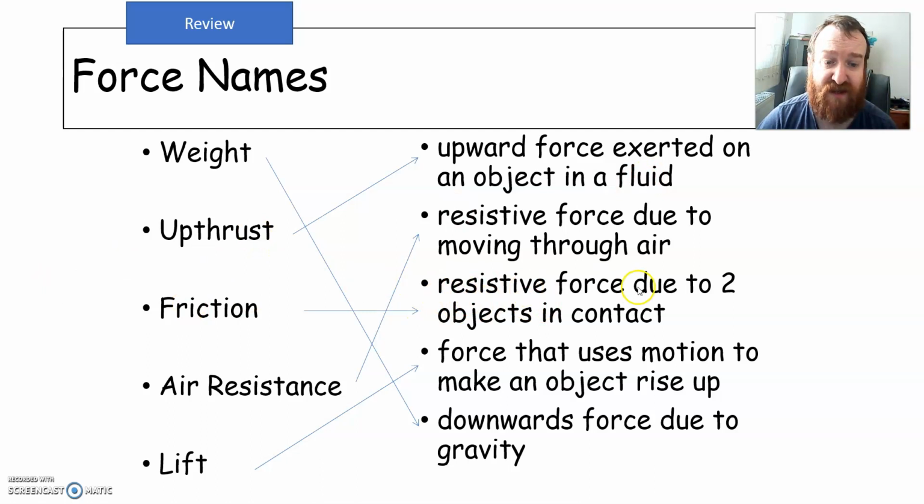This resistive force due to two objects in contact. We did this in class when we looked at forces. Air resistance. The resistive force due to something moving through the air. And last one, lift. The force that uses motion to make an object rise up. So like a hot air balloon would use that lift force.